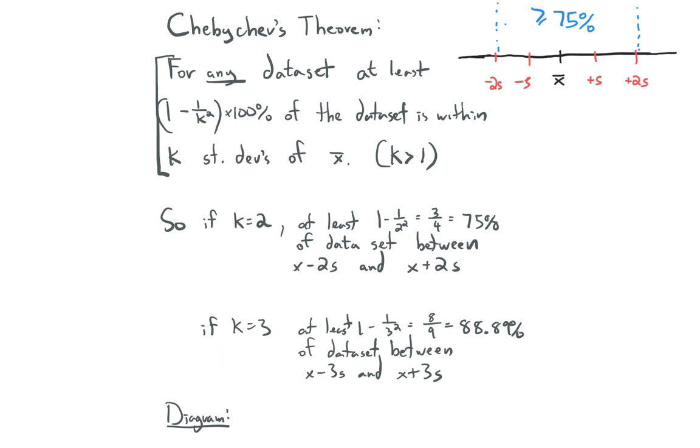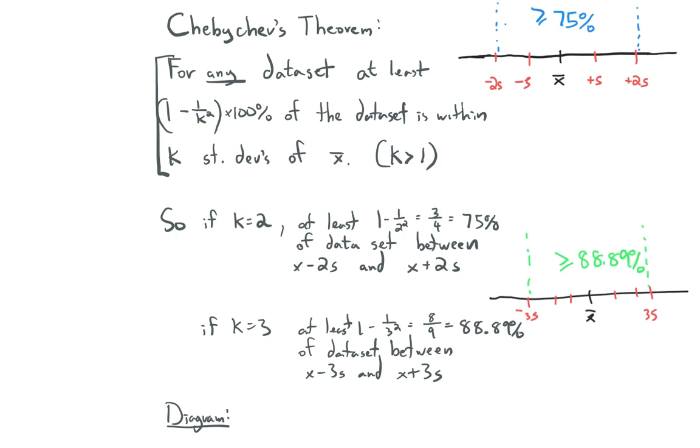And if k equals 3, you can play that same game. Now, rather than 1 over 4, here we're going to have 1 over 3 squared, so 1 over 9. So 1 minus a ninth, there's 8/9 left, converted to a percent, that's 88.89% roughly. So within 3 standard deviations of the mean, on either side, so within here, is at least 88.89%.